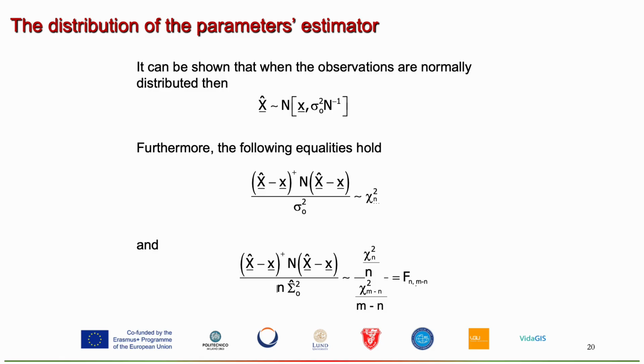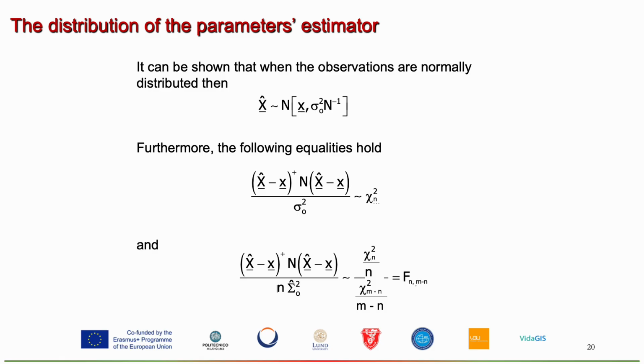Moreover, it can be proved that two quadratic forms follow a specific distribution. In particular, the quadratic form given by capital X cap minus X transpose that multiplies the normal matrix that multiplies capital X cap minus X, divided by the variance, follows a chi-square distribution with n degrees of freedom.